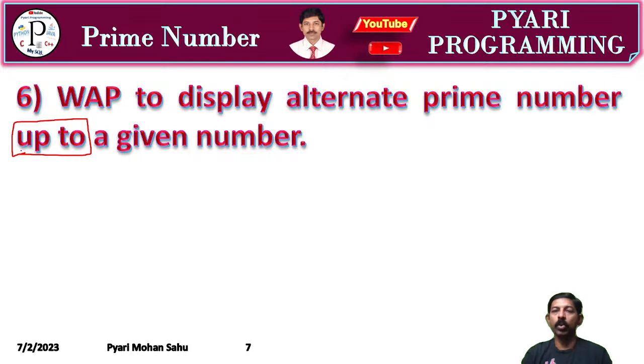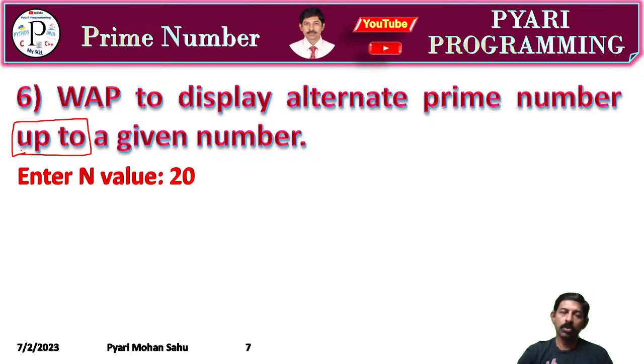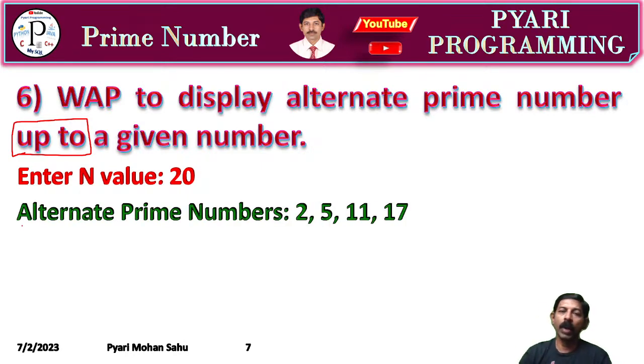Now here it is up to mechanism. Suppose the user has given the n value as 20. That means I will display all the prime numbers but in an alternate manner. So the alternate prime numbers are 2, 5, 11. That means one prime number I am not displaying, called 3.